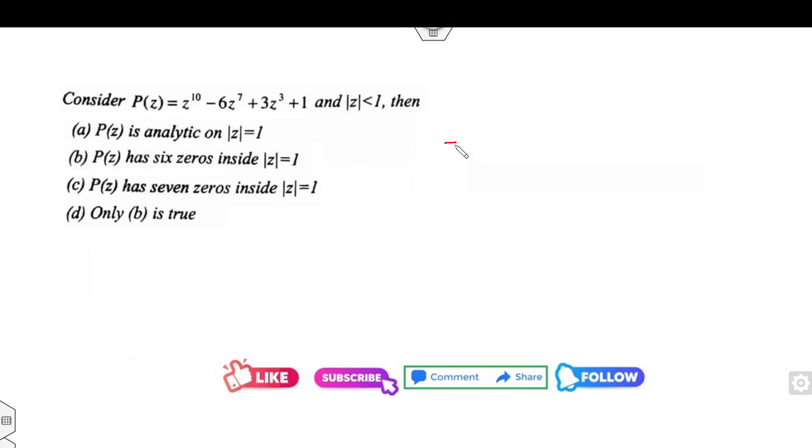Consider the polynomial z raised to power 10 minus 6 z raised to power 7 plus 3 z raised to power cube plus 1. Then f is analytic on the circle. So clearly say on the circle, this is my polynomial. Every polynomial is my analytic. Yes, first option is correct.